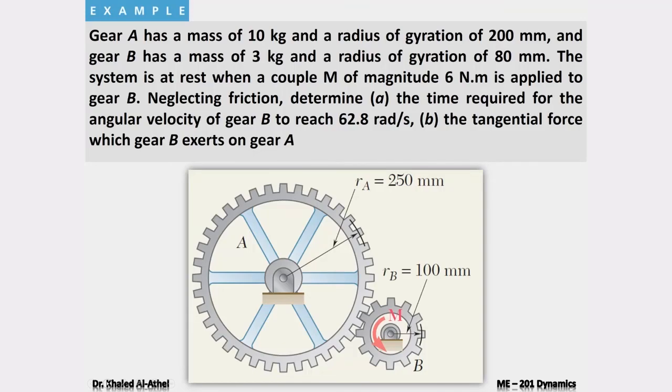So let's start with the first example that we have. Gear A has a mass of 10 kilograms and a radius of gyration of 200 millimeters. And Gear B has a mass of 3 kilograms and a radius of gyration of 80 millimeters. The system is at rest when a couple moment M of magnitude 6 Newton meter is applied to Gear B. Neglecting friction, determine the time required for the angular velocity of Gear B to reach 62.8 radians per second. Secondly, find the tangential force which Gear B exerts on Gear A. That means the force that Gear B is applying on Gear A.